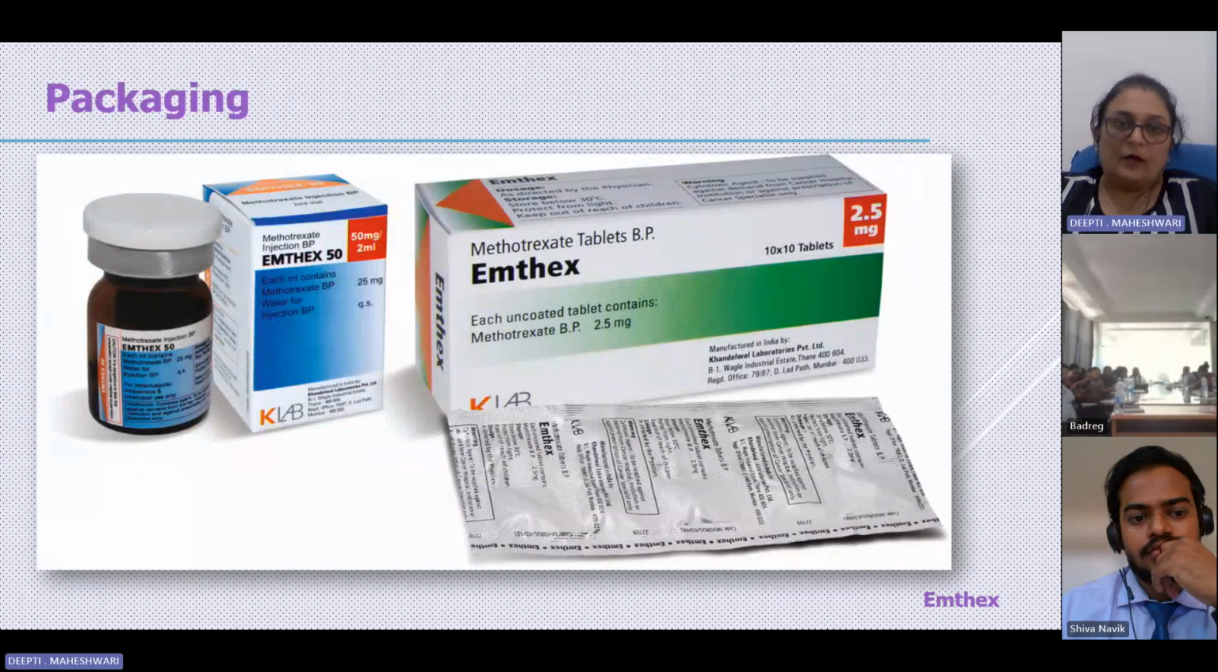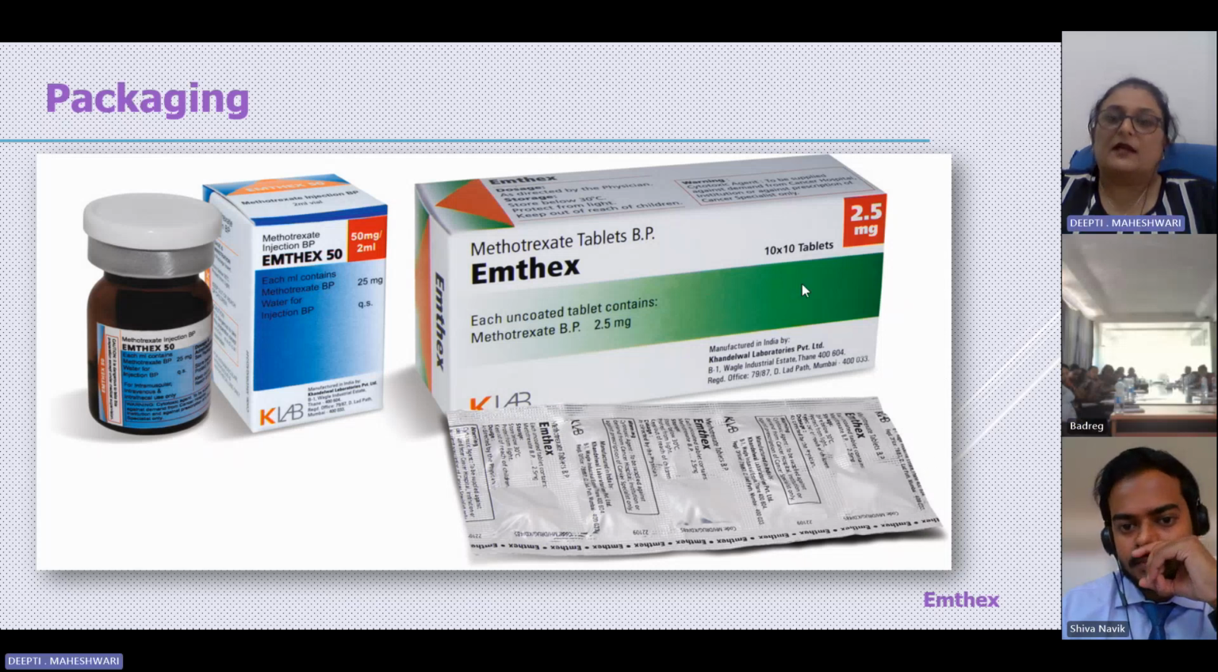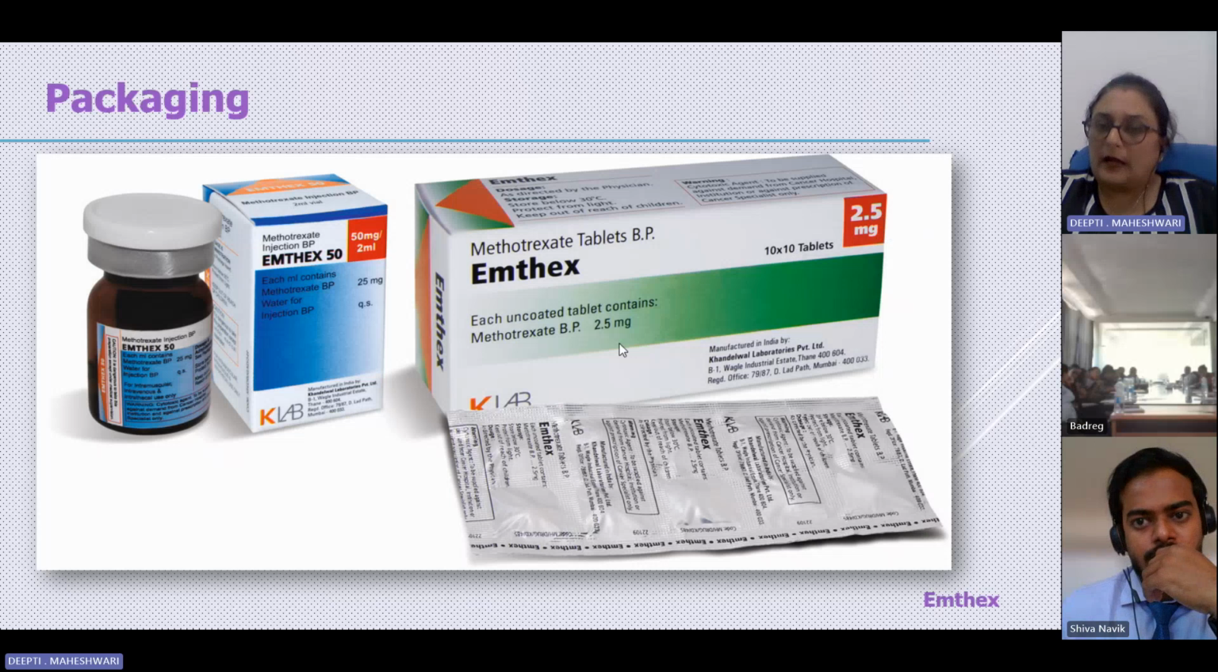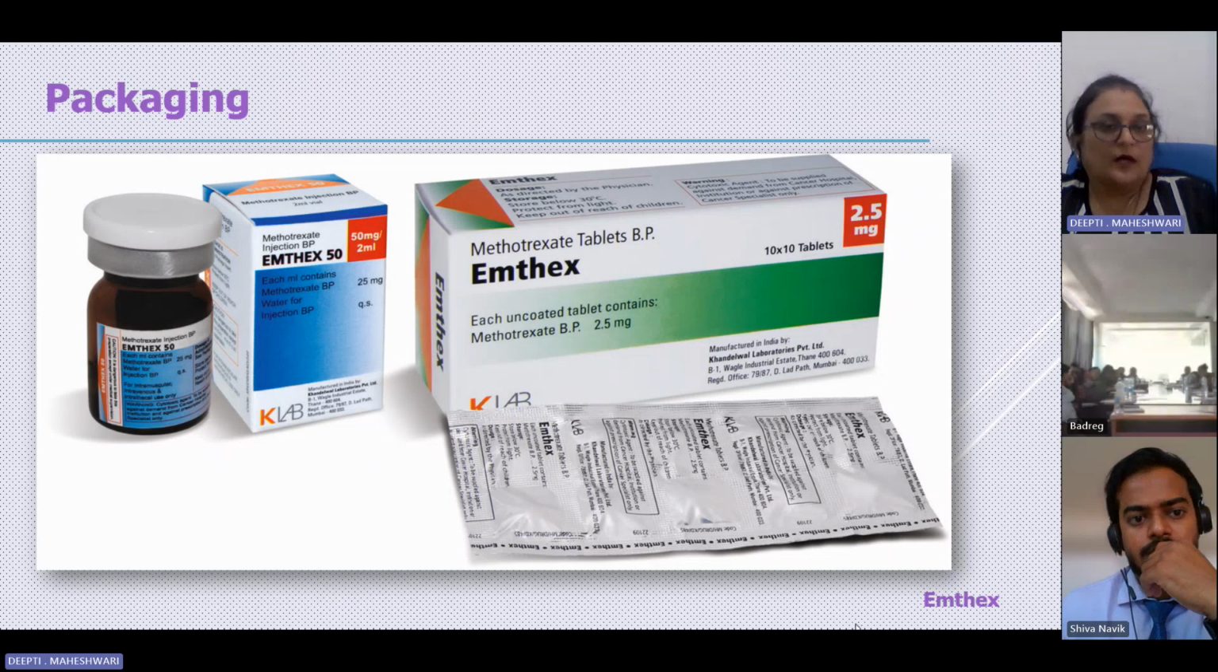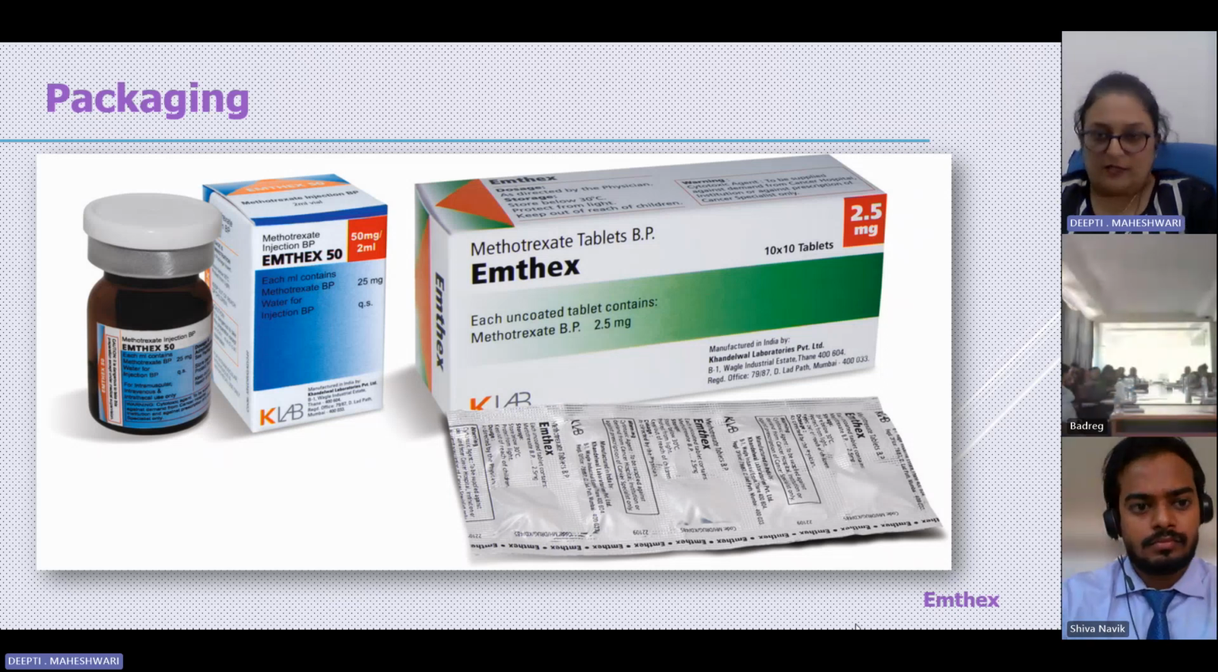So this is how the pack looks like. You have a vial of 50 mg per ml, which is called MTX 50, and the other pack is called MTX, which contains methotrexate 2.5 mg tablets. One strip has 10 tablets, and you've got 10 strips, so it's a pack of 10 by 10. So this is how your pack looks like. It has to be stored below 30 degrees Celsius.